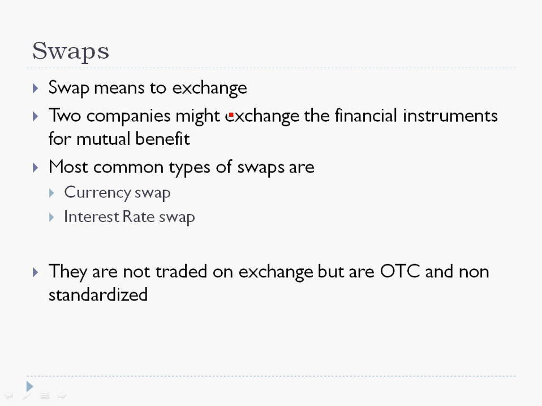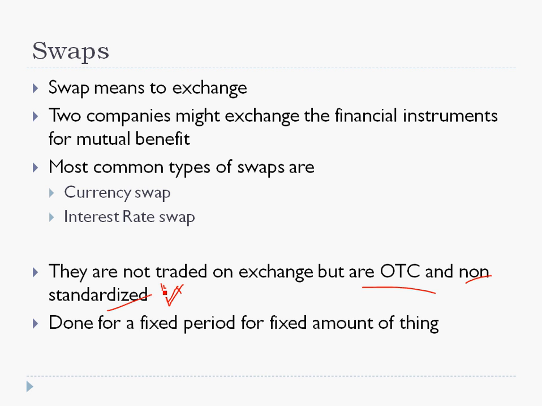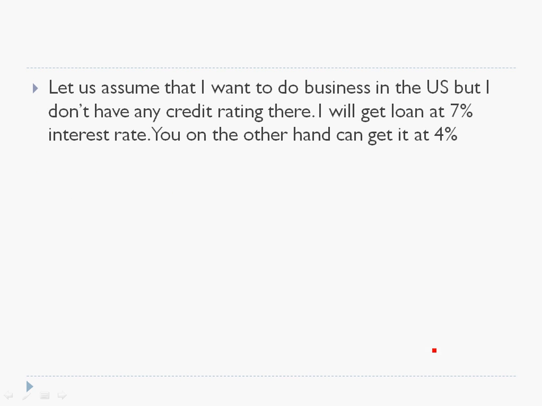Again, they are not traded on exchange, they are OTC and they are non-standardized. So since they are non-standardized, they are used very much, right? So two companies can enter into swap for the mutual benefit. We'll see it by an example. Again, the period is fixed, the amount is fixed as well. So let us take an example.